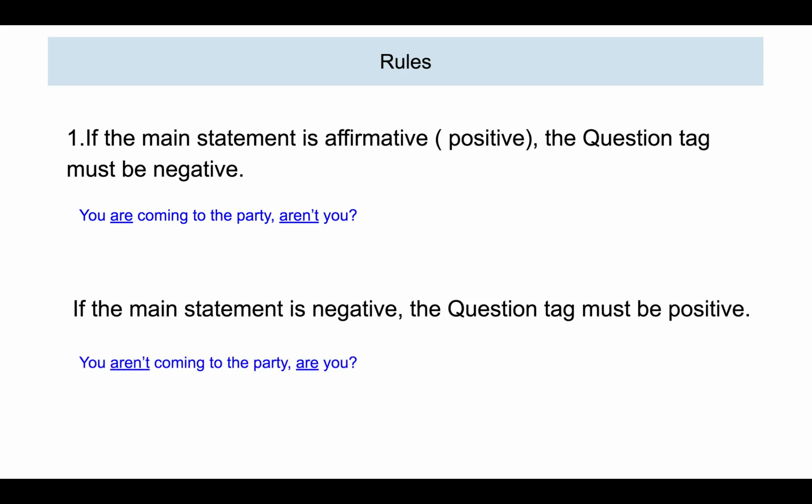See the second part of this. If the main statement is negative, the question tag must be positive. That means it must be the opposite. So the same sentence, we have just changed it. You aren't coming to the party. So the question tag has to be now, are you? In the first case, it was you are coming. So the question tag was aren't you? In the second case, the statement says you aren't coming to the party. So the question tag becomes positive, are you?